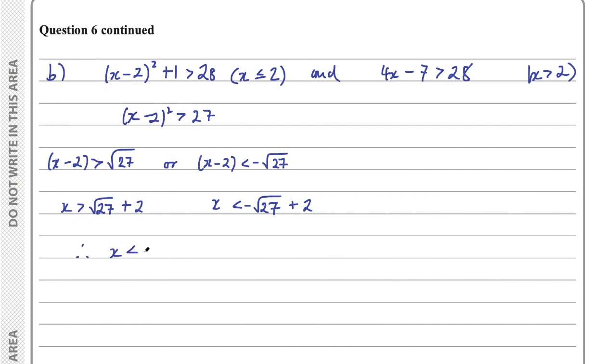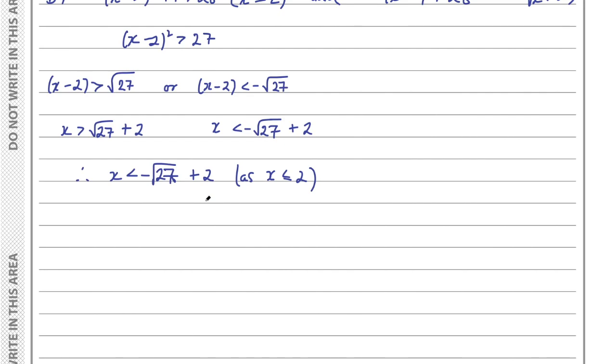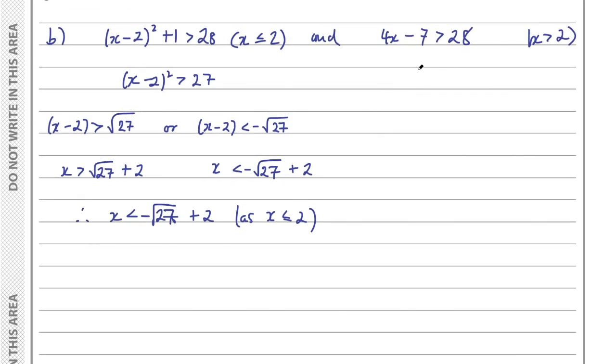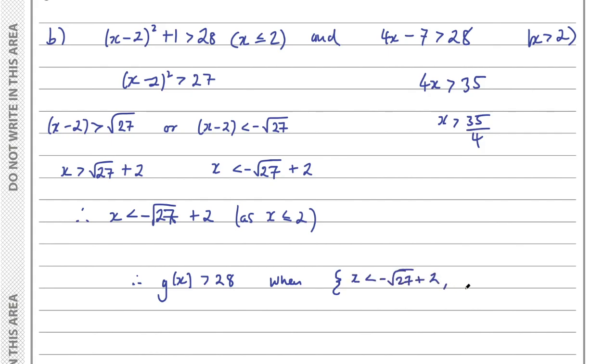So we can say, therefore, x is less than the negative square root of 27 plus 2, as x is less than or equal to 2. For this particular expression, that is, I guess, my first boundary for x. And then this one should be a little bit easier. We've got 4x greater than 28 plus 7. That's 35. And then x greater than 35 on 4. So to finish this off, I would say, therefore, g of x is greater than 28 when we have x less than negative square root of 27 plus 2 and x greater than 35 on 4. Okay, that was part B.